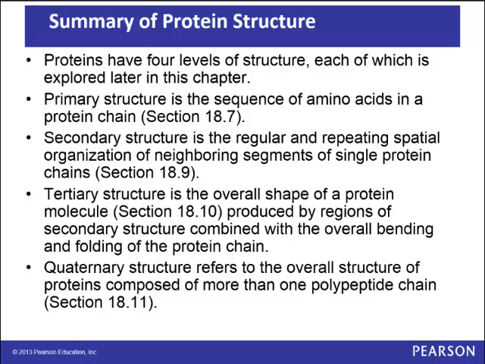The tertiary structure then is the overall shape of the protein molecule. It's produced by the interactions of all the secondary structural units within the protein. So it combines all of these and it has the overall bending and folding pattern of the protein chain. There's also only a single protein chain that's involved in tertiary structure. So all peptides and all proteins have primary structure, secondary structure, and tertiary structure.